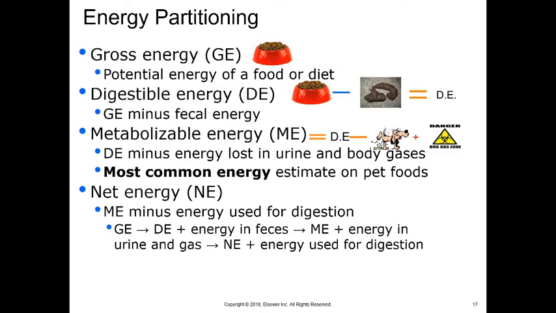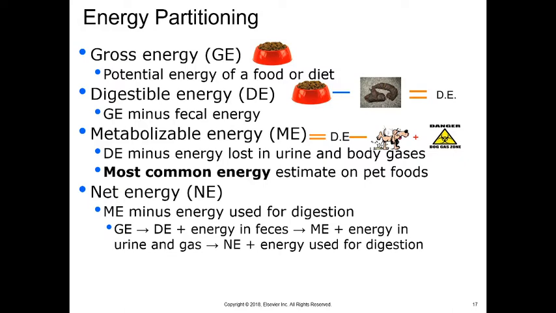When we're talking about energy partitioning, this is how do we measure energy precisely? Like, how is energy used within the body. So the gross energy is like looking at a bowl of food and making a guess as to the potential of the energy that food or diet is going to provide for the animal. So it's a bowl of food. Gross energy is I'm looking at the bowl of food. Hey, it looks like a fair amount of food. It looks pretty nutritious. It's going to provide this much energy.